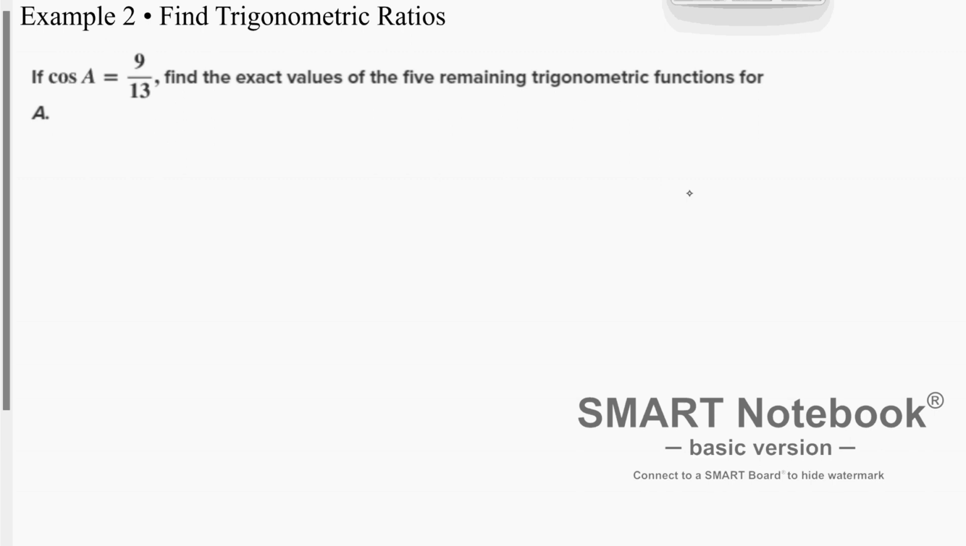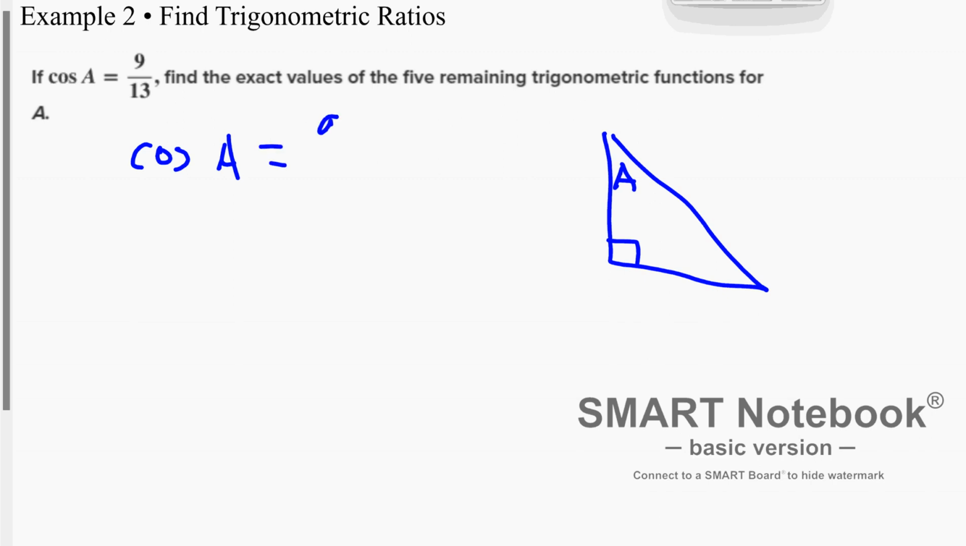Example number 2 of lesson 2, we're looking at finding trigonometric ratios. So we have cosine of A equals 9 over 13. So what that means is cosine of some angle A of a right triangle. So draw a right triangle and label some angle A. I'll let this angle equal some angle A.